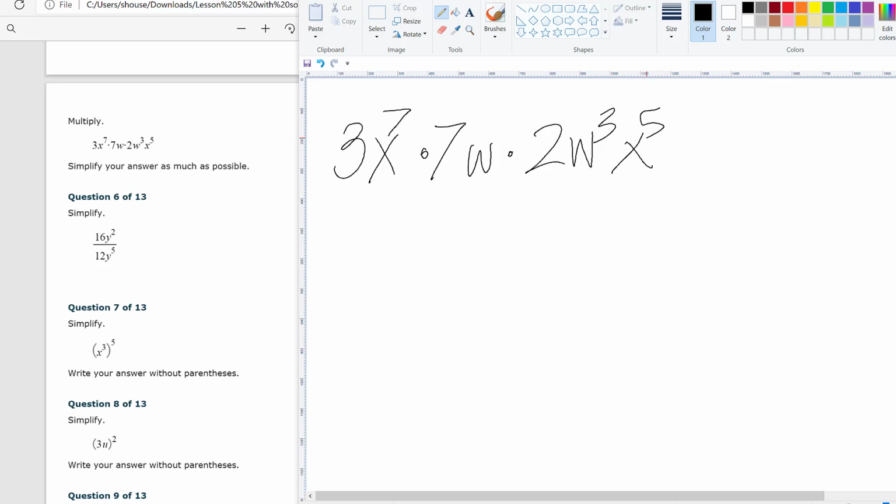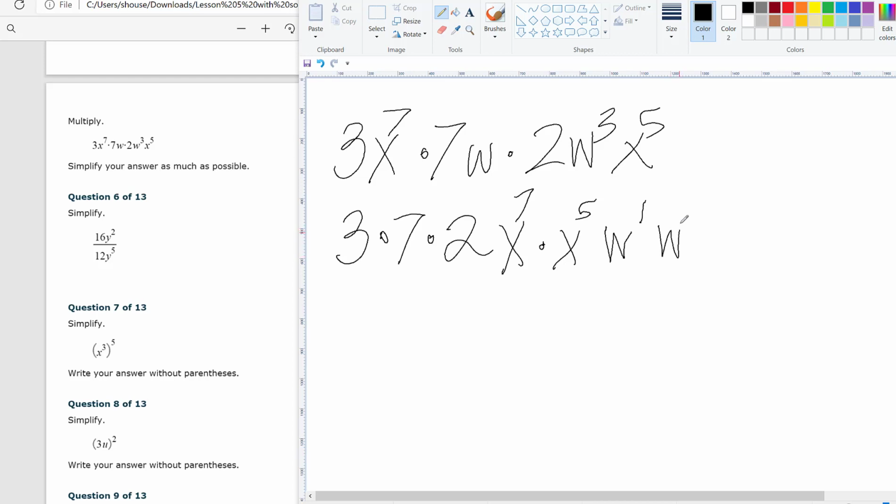What we're actually doing is we're using a property called commutative, which says if you've got multiplication, you can rearrange it. So 3 times 7 times 2. And then I've got an x to the 7th. I'll rearrange it and put x to the 5th beside it. And that w is w to the 1, w to the 3rd. Now, most of the time we do this rearranging in our heads. But if you want to rearrange them, you can, because multiplication is commutative, meaning I can do it in any order I wish.